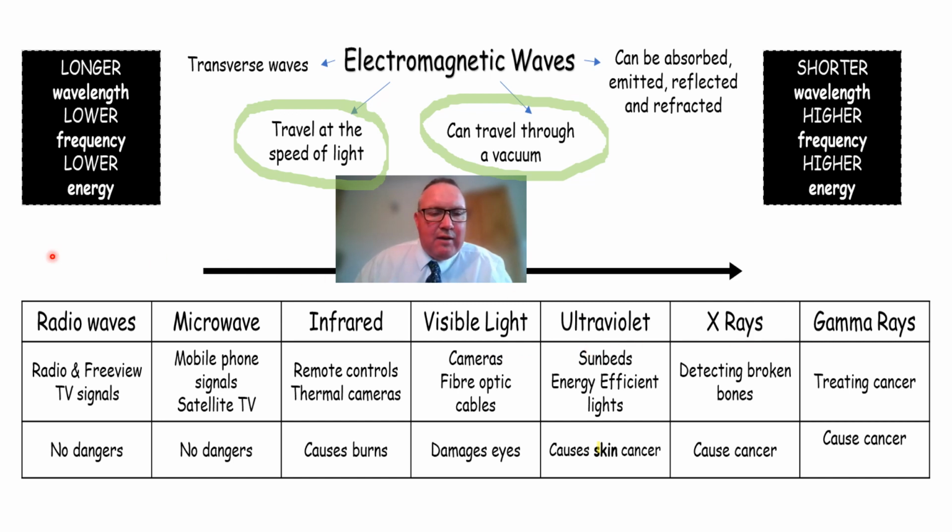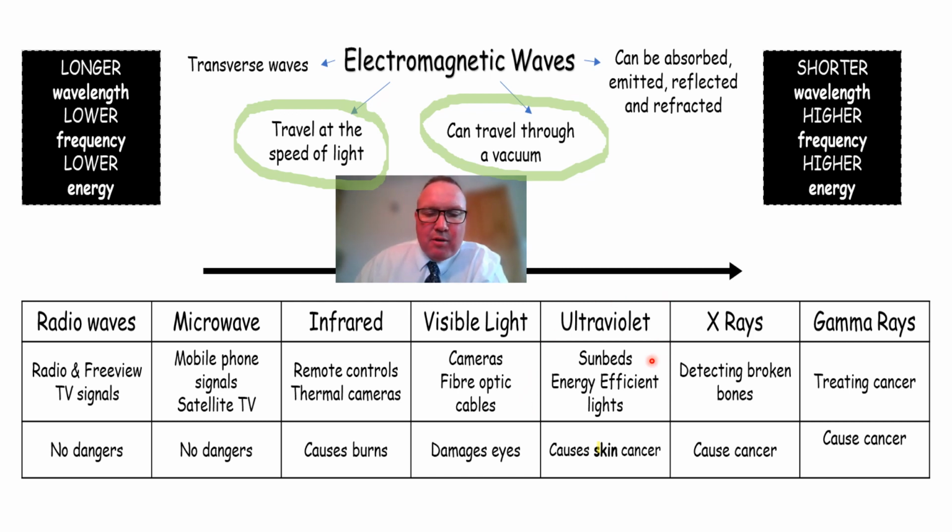Now, all these waves are used in different ways by humans, and some of them are dangerous to humans. So it's important you can match up the name of the wave with what it's used for. For example, radio waves are used to send your radio and Freeview TV signals. Microwaves are used to send your mobile phone and satellite TV signals. Infrared waves transfer heat energy, and they're used in remote controls and in heat or thermal cameras. Visible light, the light we can see, is used by things like cameras and fiber optic cables, which carry light signals through thin glass wires.